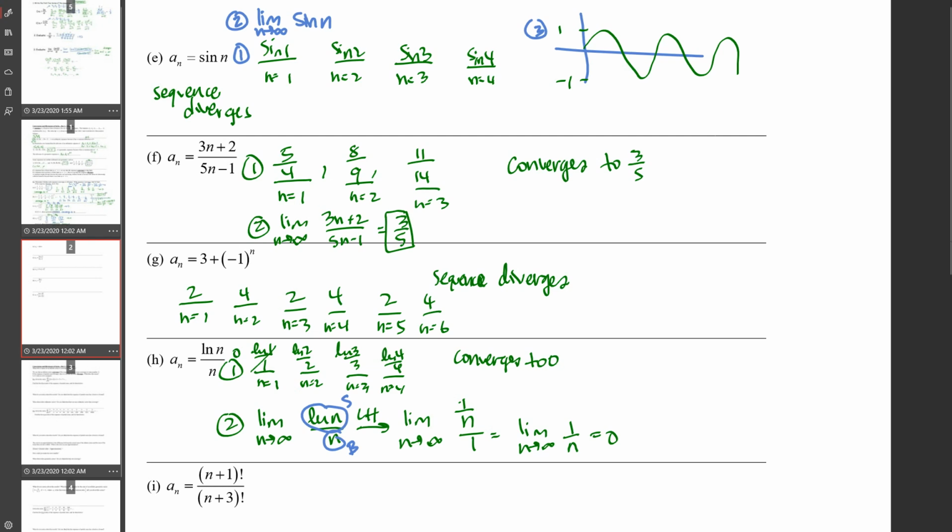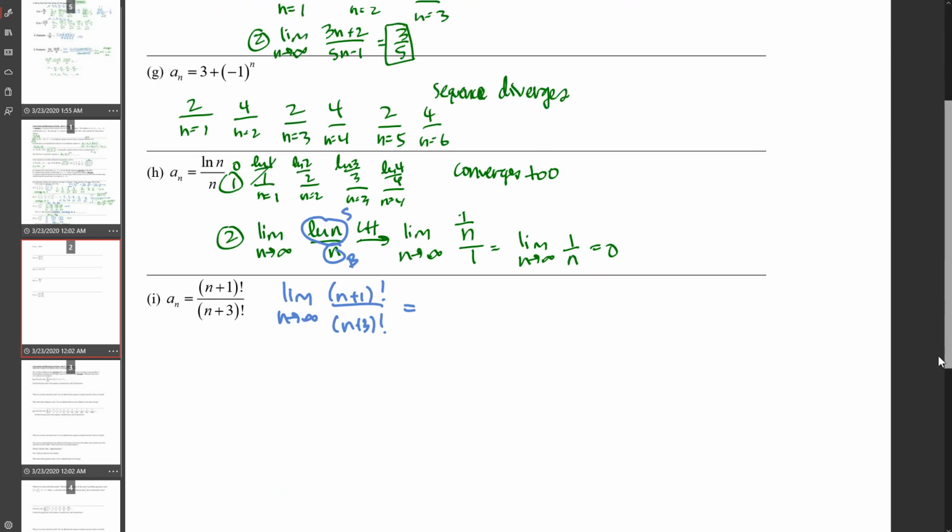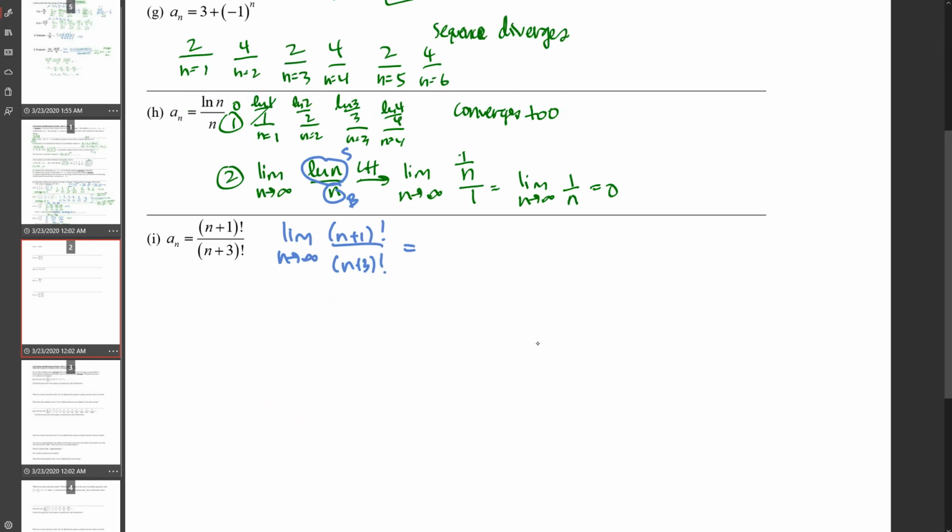Okay, let's look at this problem here. Again, one way to do it is actually just to write out the numbers. But I want to just look at this and say, you know what, I think I could just take the limit as n goes to infinity here of n plus 1 factorial over n plus 3 factorial. And this is very similar to our warm-up. If I could figure out what the limit of this problem is, then that is what this sequence converges to, or maybe it diverges.